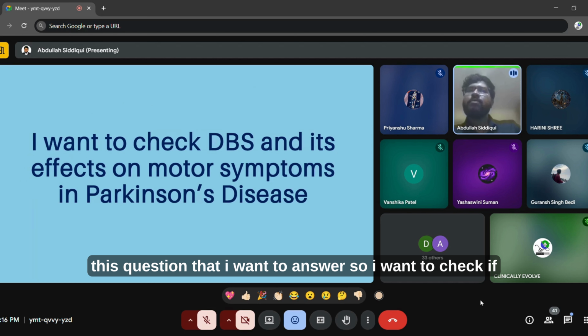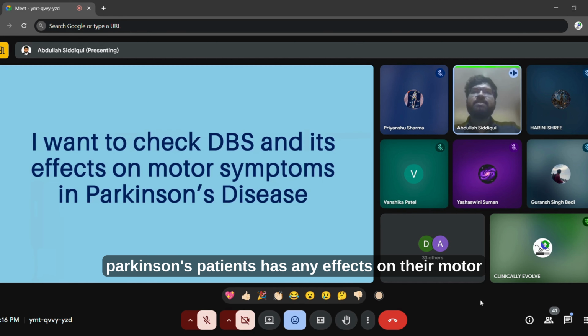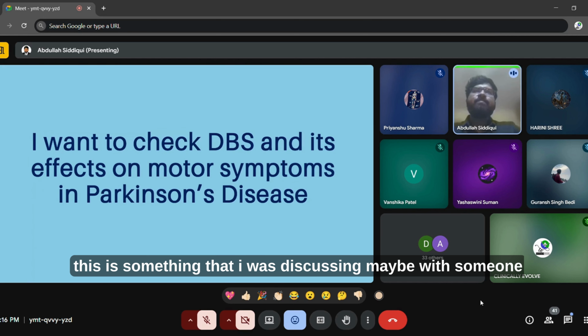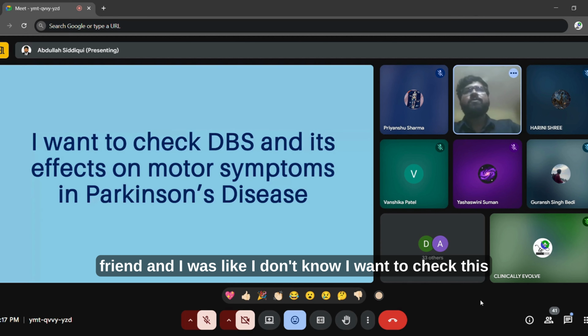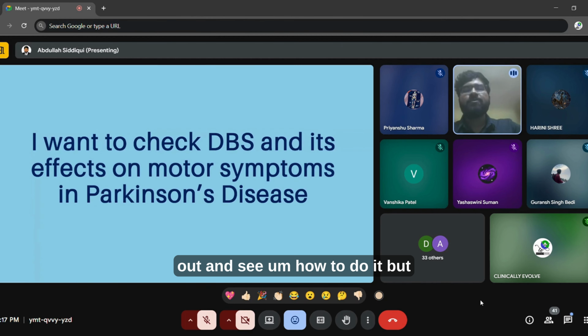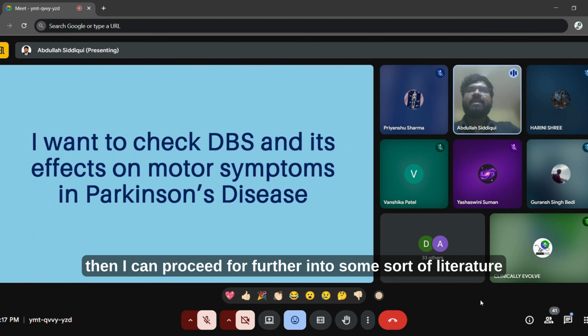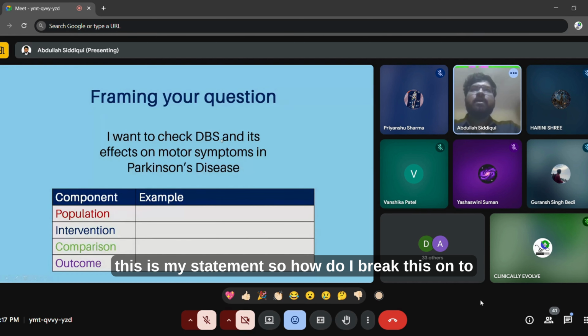There is this question that I want to answer. I want to check if using DBS in Parkinson's disease patients has any effects on their motor symptoms. This is something that I was discussing maybe with my attending or with my friend, and I was like, I want to check this out and see how to do it. But I have to break this down first, and then I can proceed further into doing some sort of literature review. So this is my statement. How do I break this down into four different chunks of population, intervention, comparison, and outcome?